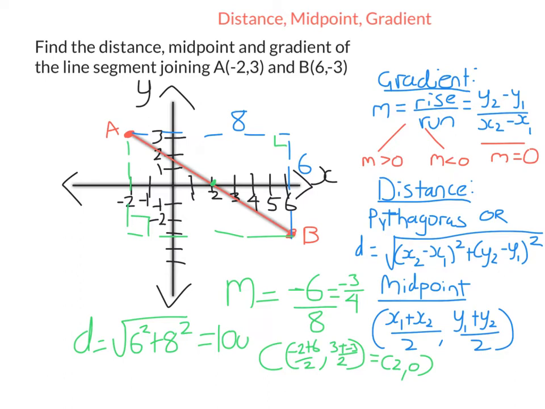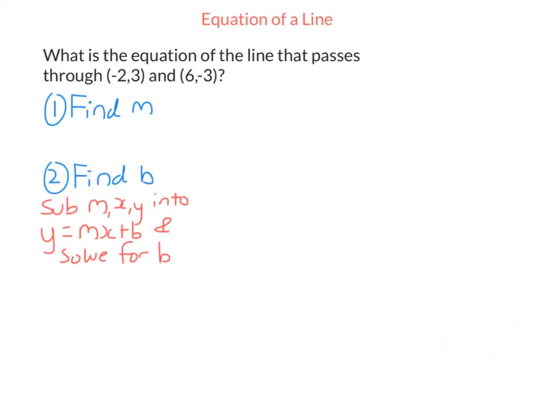All right, let's now go and look at finding the equation of a line. So on the previous slide, I plotted these 2 points and joined them up. I now want to find the equation of that line that goes through these 2 points. Whenever you're trying to find the equation of a line, there are 2 steps. You find M and you find B. The reason is because any line, its equation can be written in the form y equals mx plus b. So I just need to find M and find B.